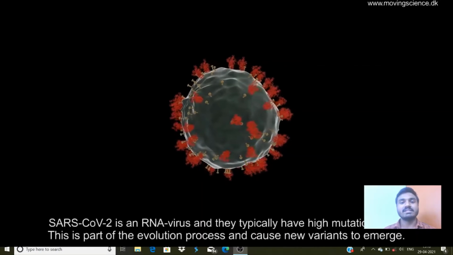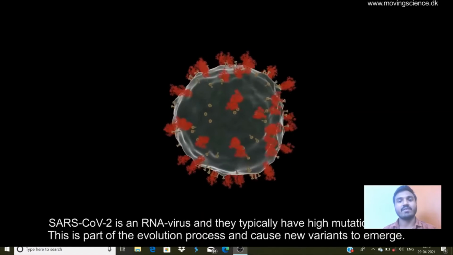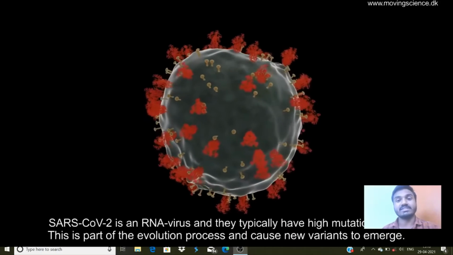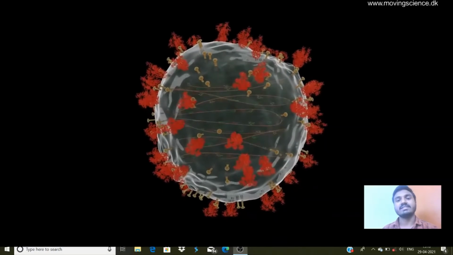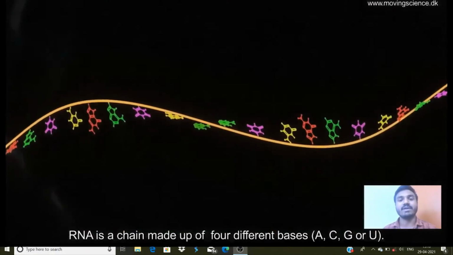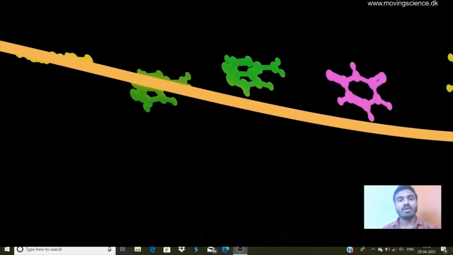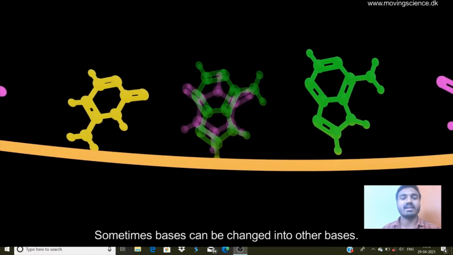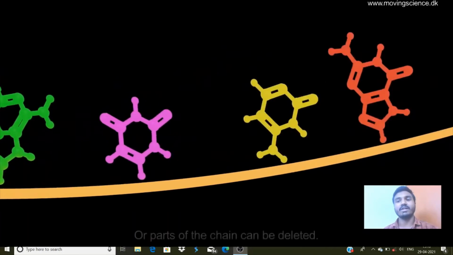Here we go. See, this is the 3D structure of the coronavirus. We can see the spike protein and the receptor present on its structure or surface. Inside of that, there is a single stranded RNA which is made up of different nitrogen bases. See, one of the nitrogen bases gets replaced with another nitrogen base. This is called a point mutation.